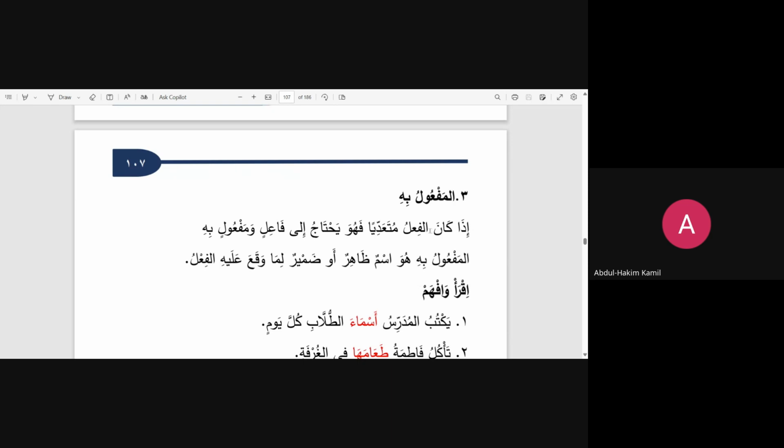Now, maf'ulun bi. What is the maf'ulun bi? This is where we're at. Al maf'ulun bi. If the verb is muta'addi, then it needs a fa'il and a maf'ulun bi. Okay, hold on now. We have a jumla. It started with a verb, and this verb is muta'addi.